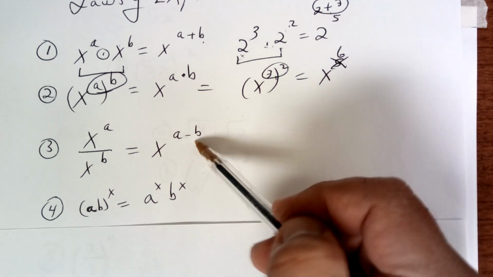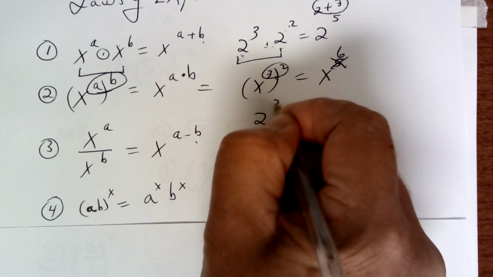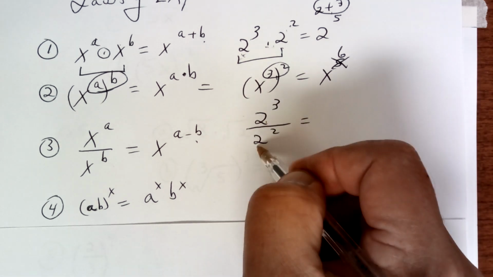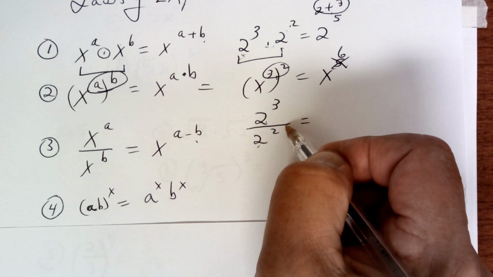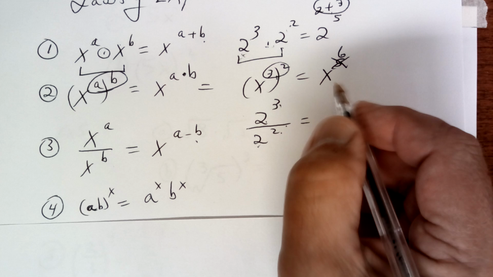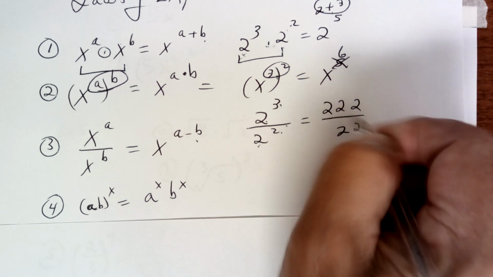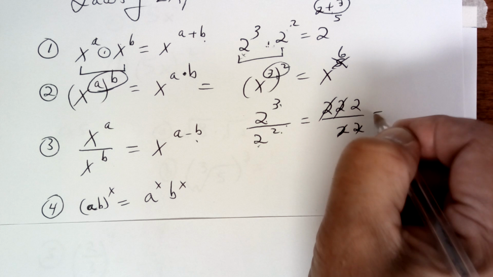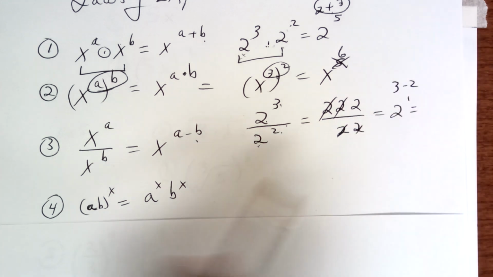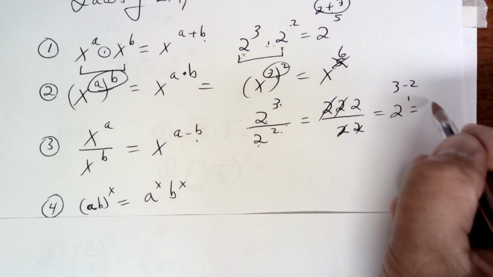When you divide, you subtract. How does that look? 2 to the third over 2 to the second. Well, you have the same base and you're dividing, so you subtract 3 minus 2. Another way you can do that is 2, 2, 2, and a 2. Two of these cancel, and you're left with 2 to the first power, which is 3 minus 2. 3 minus 2 is 2 to the first power. Anything to the first power is itself.